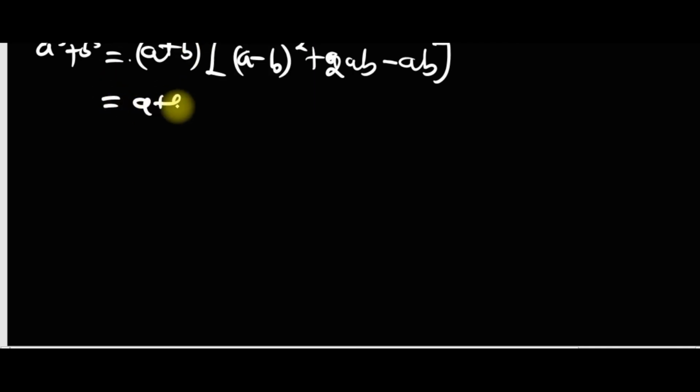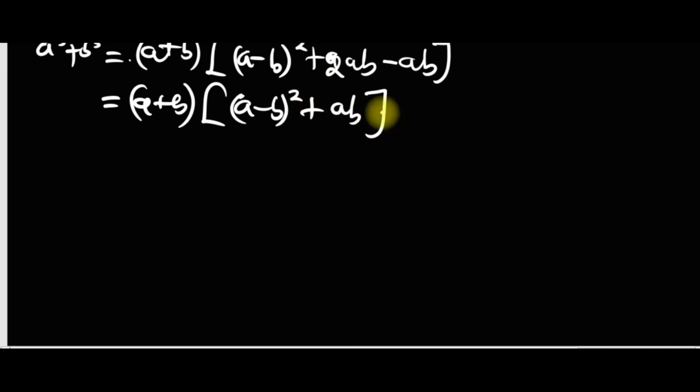So we have a plus b times a minus b all squared. 2 minus 1 is 1, so plus ab. So we'll call this equation 8.